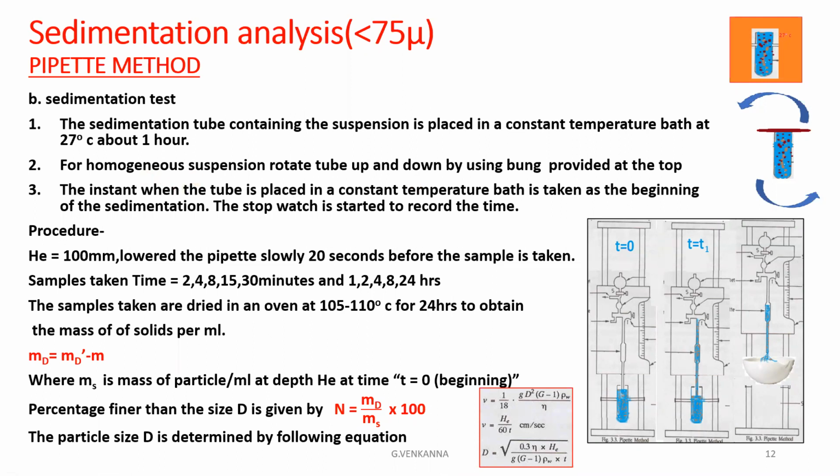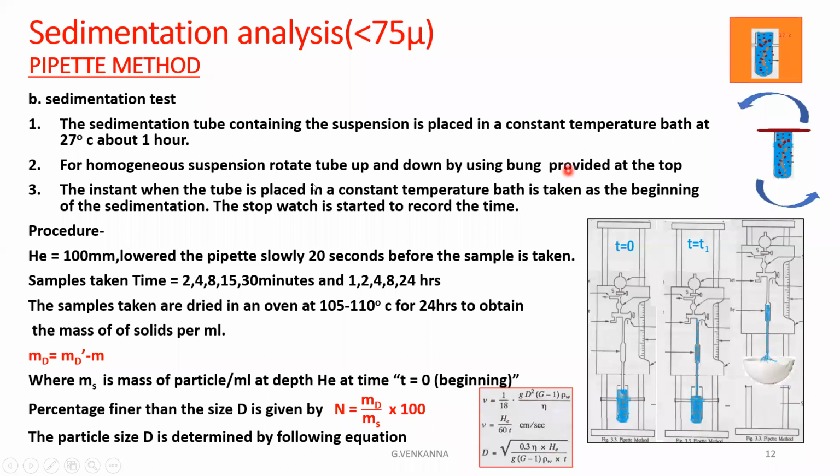For the preparation of homogeneous suspension we provide a rubber bung at the top of the sedimentation tube. After providing the rubber bung, we move this sedimentation tube up and down. Automatically the solid particles at the top and bottom are uniformly dispersed, and a uniform concentration is provided throughout the sedimentation tube.